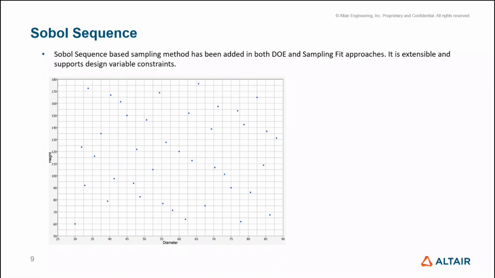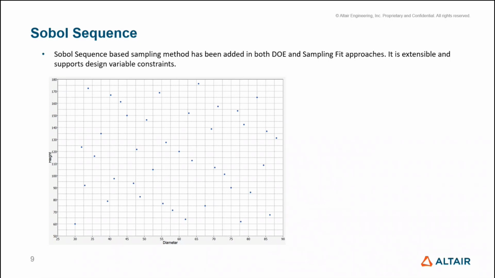It's among our other DOE options right now with this release. Some of you might already be familiar with the Sobol, but basically it's a widely known low discrepancy quasi-random sampling scheme.